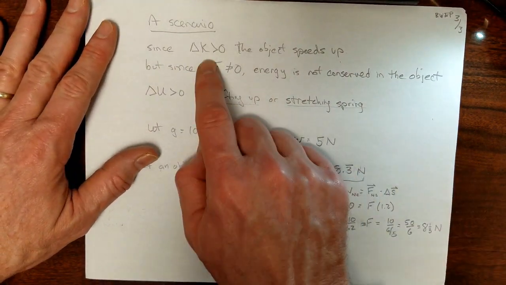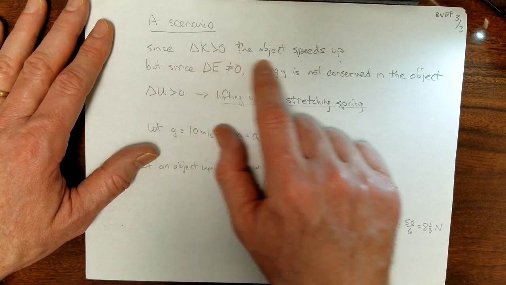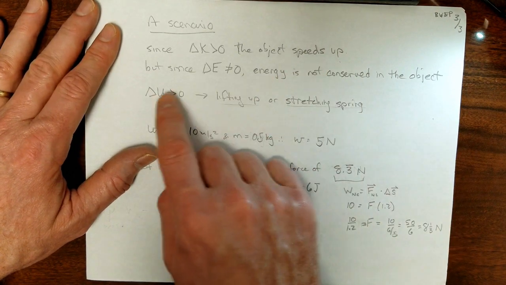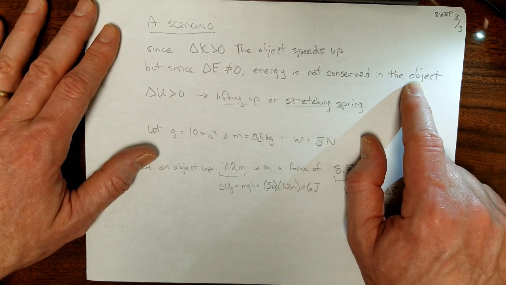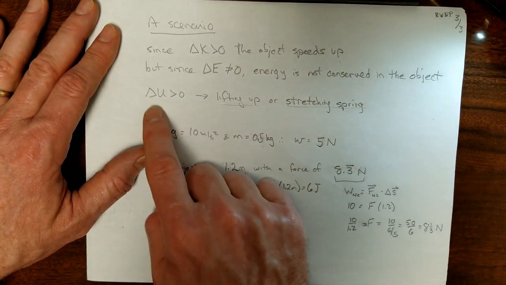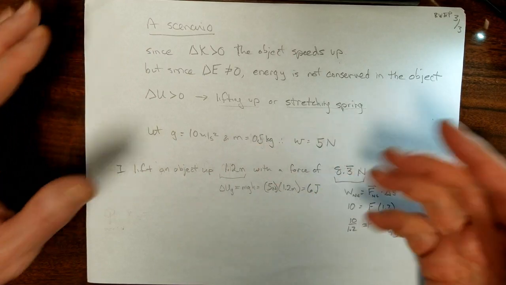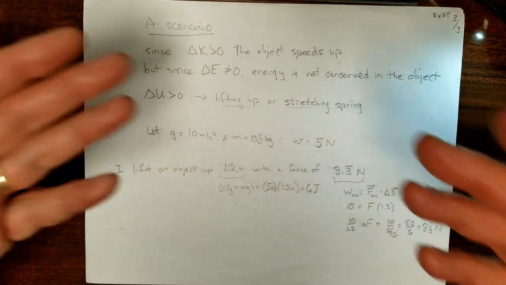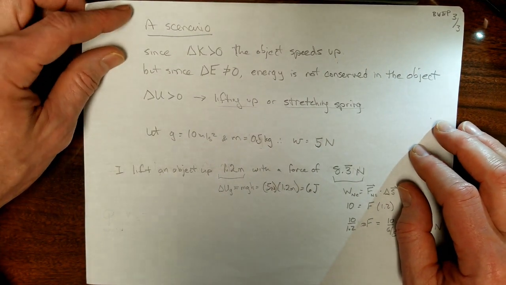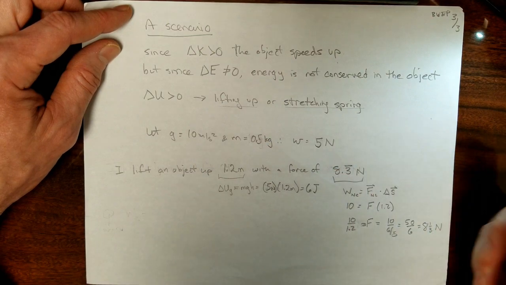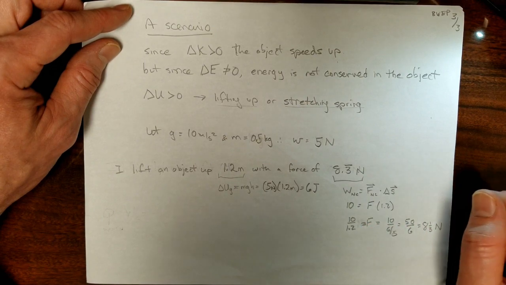Now, I know that the change in kinetic energy is greater than 0 because it was 4 joules, so the object's speeding up. Since the change in energy is not 0, energy is not conserved in the object, so there must be some non-conservative work being done. And my change in potential energy is also positive, which means that an example is the fact that I have an object and I just lift it up into the air. I'm increasing the gravitational potential energy, or I could attach it to a spring and push it on a spring, and the spring either stretches or gets compressed.